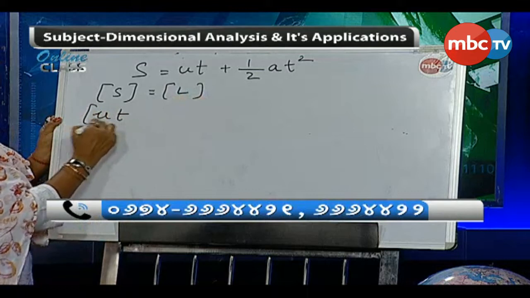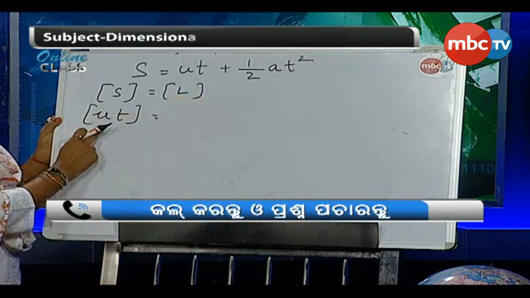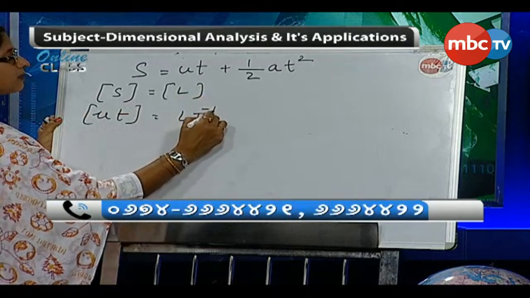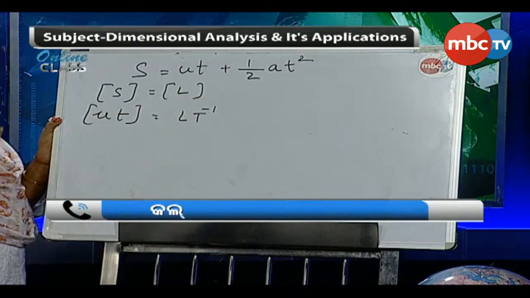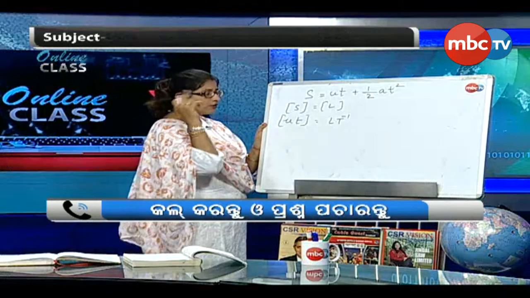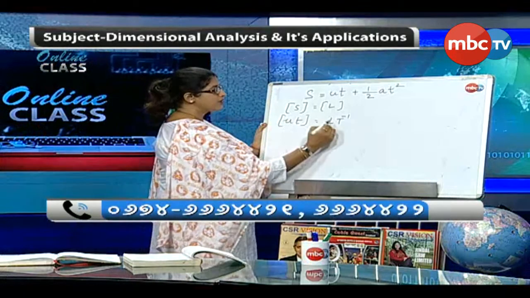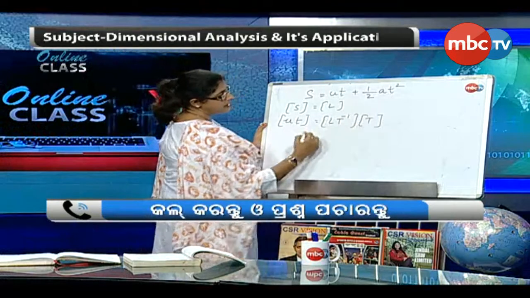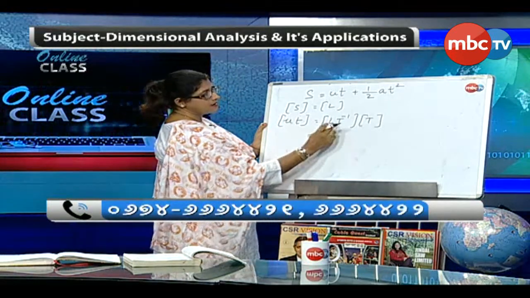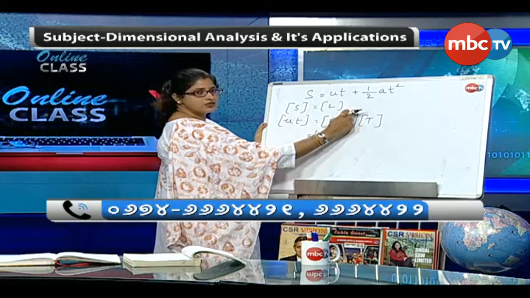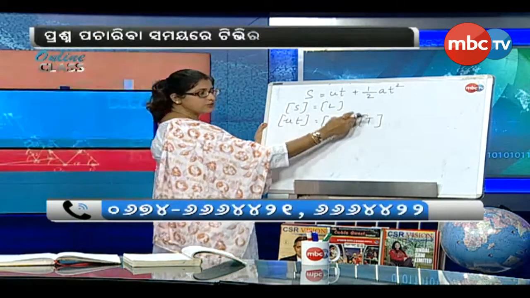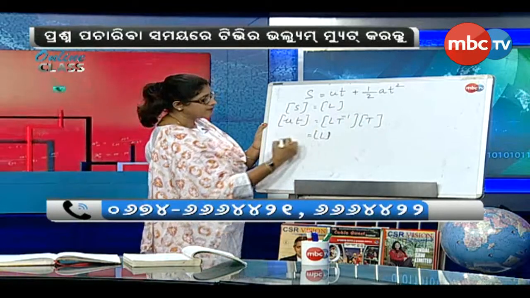Dimension of this term ut, u is what? I told you it's velocity. So you have to remember; while doing it again and again, you will remember. So it's LT minus 1 into T. T minus 1 and T get cancelled, so simply it's L.